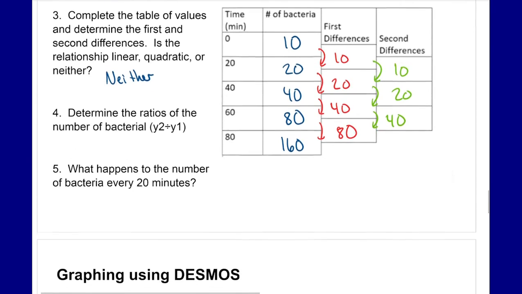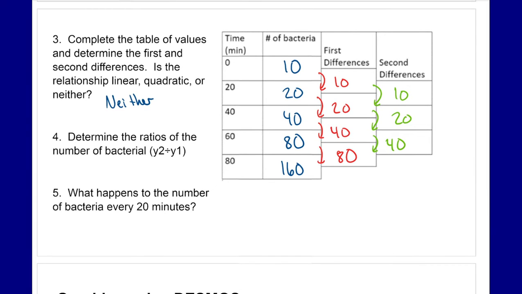What we're going to do next is look at the ratios. The ratios are something different. It's very similar to the first and second differences, where we were subtracting to find the difference. However, in this case, we're going to be dividing. So if I look at the first one, 0 to 20 minutes, I'm going to divide the second y value by the first, so 20 divided by 10, and I get 2.